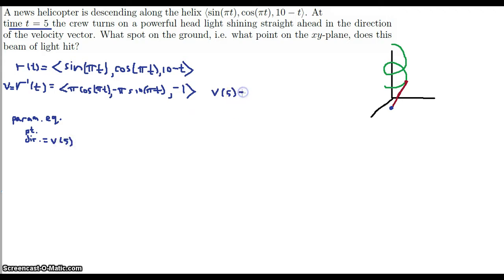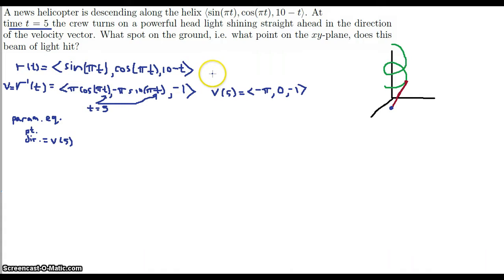And that's going to be, let's see, I'm going to put a 5 in for t. T equals 5. So cosine of 5 pi is negative 1. So we get negative pi. But the sine of 5 pi is 0. So this is the direction vector for that beam of light line.